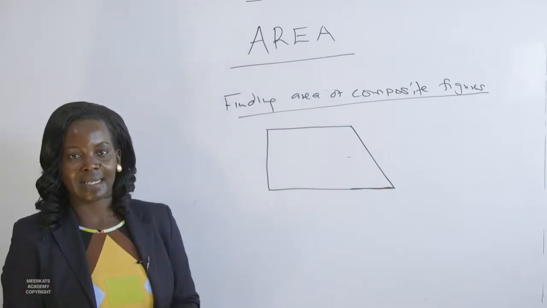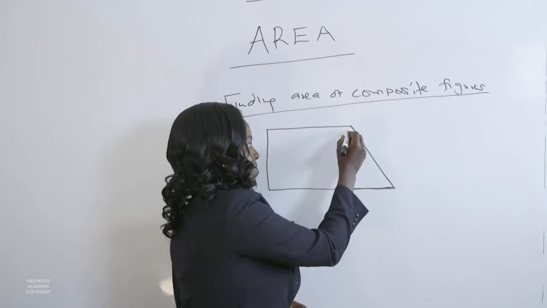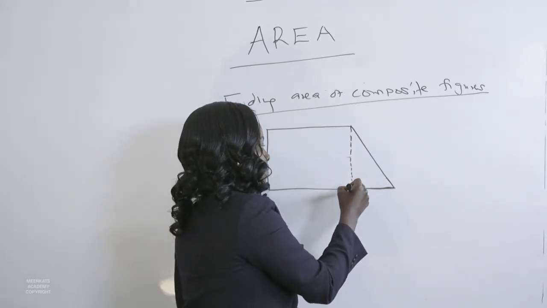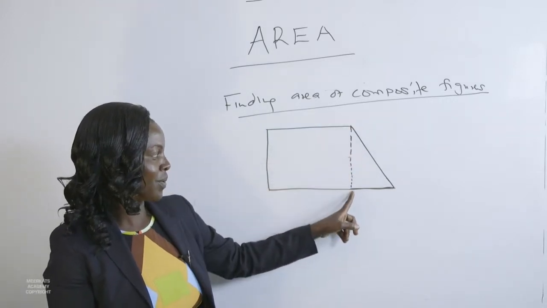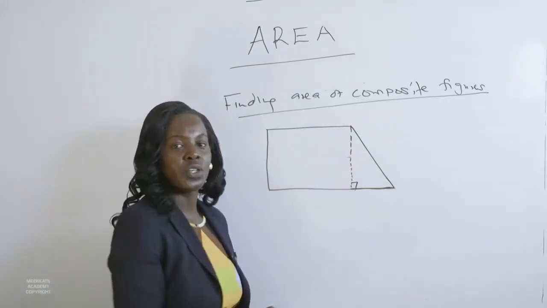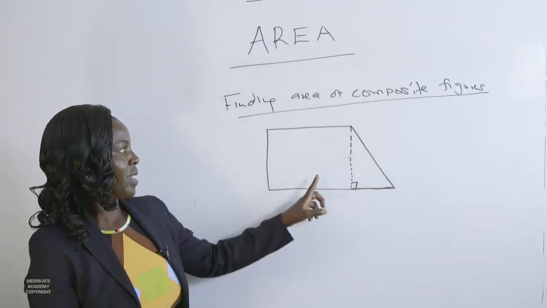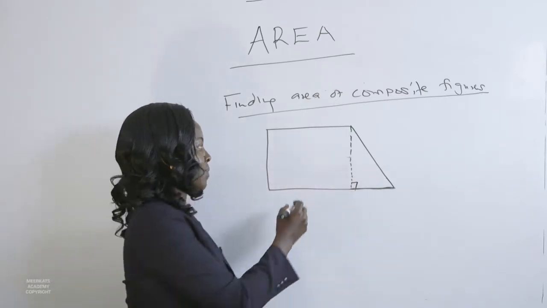is a figure like that. An example is this figure. It is called composite in the sense that if you drop a perpendicular line from up here down here, you realize that we now have two basic shapes. We have a square and we have a triangle.